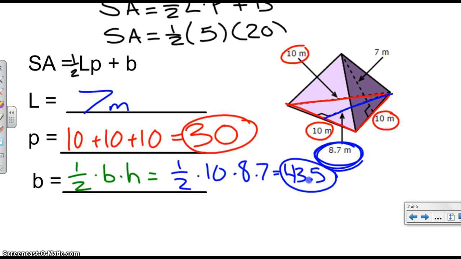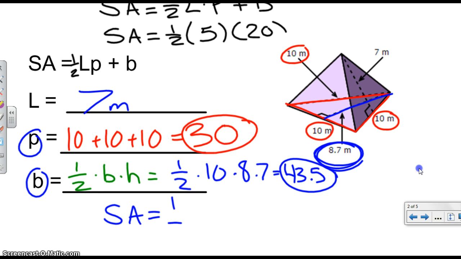I don't cheat. So, once again, just remember that P is the perimeter of the base. B is the area of the base. Very, very important. That's going to get you through everything. All right? Take a second, copy it if you need it. Oh yeah, we have to plug everything in.